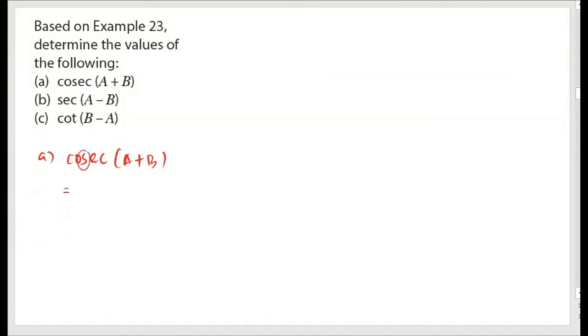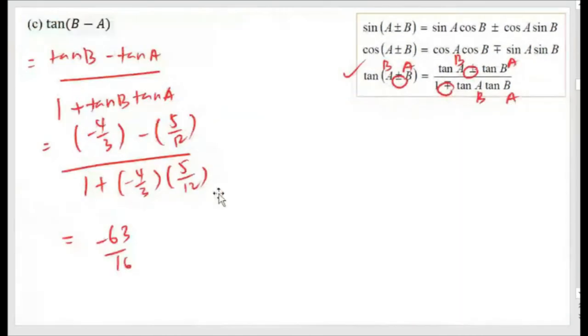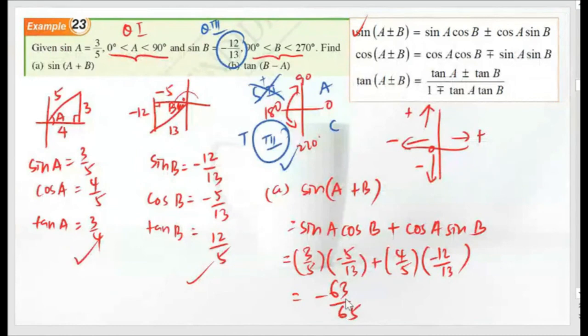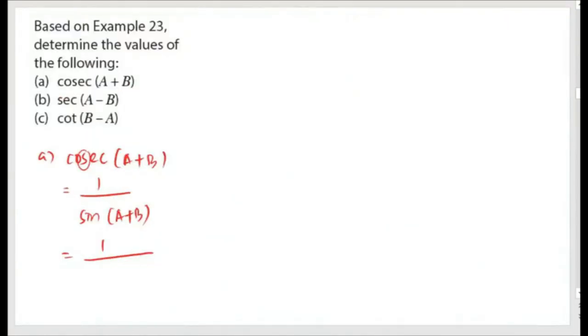So cosec is 1 over sine A plus B. What is your value for sine A plus B just now? You get the value for sine A plus B here. It's negative 63 over 65, right? Let's just substitute inside. Negative 63 over 65, so inverting, the answer is negative 65 over 63.